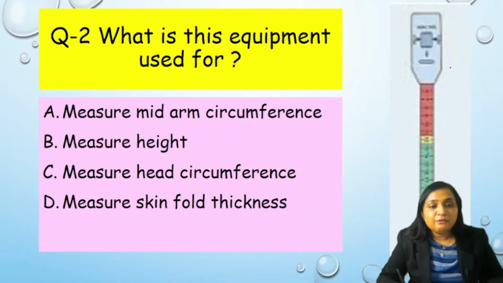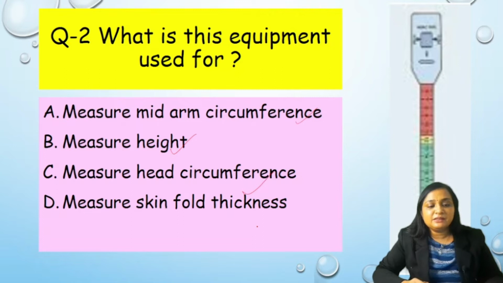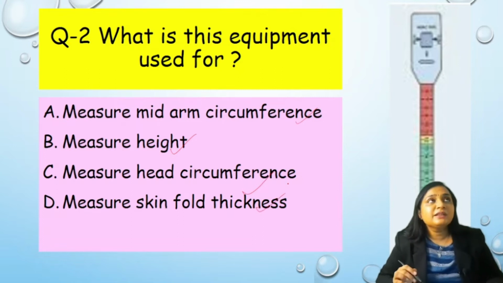So what is this equipment used for? Your options are A, measuring mid-arm circumference, B, measuring the height, C, measuring the head circumference, and D, measuring skin fold thickness.